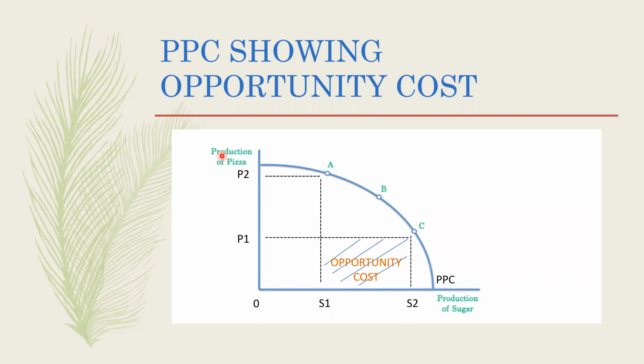You want to produce more pizza, but this had to be a real healthy pizza, by the way. No sugar. Hold on. Right. We are producing more pizza, we give up sugar. This will be our opportunity cost. Yes, we're sacrificing sugar. We're trying to be healthy.